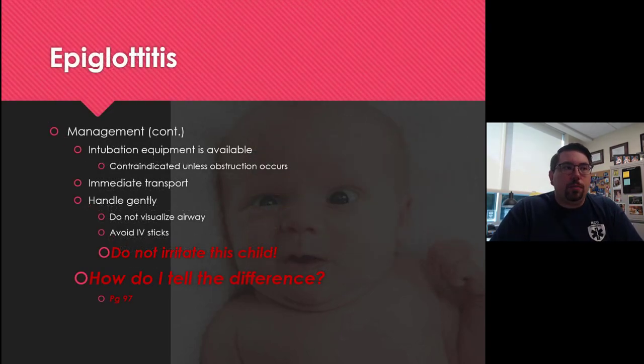Intubation equipment should be available. Again, it's contraindicated to intubate this child unless an obstruction occurs. We want to do an immediate transport and be very careful to handle the child gently. Do not visualize the airway and try to avoid IV sticks. Do not irritate the child. And again, if you take a look at your book at page 97, you can see how you can truly tell the difference between croup and epiglottitis. The big difference here is the inability for air to go into the patient. And again, we're noticing that there's a clear obstruction because of the epiglottis and the inflammation.